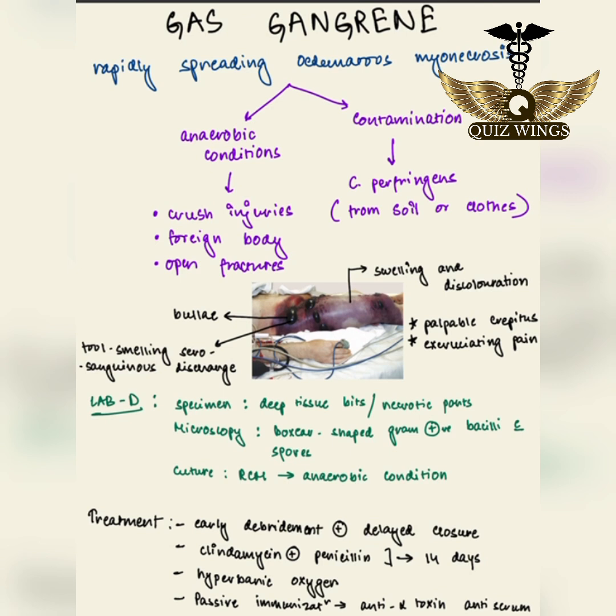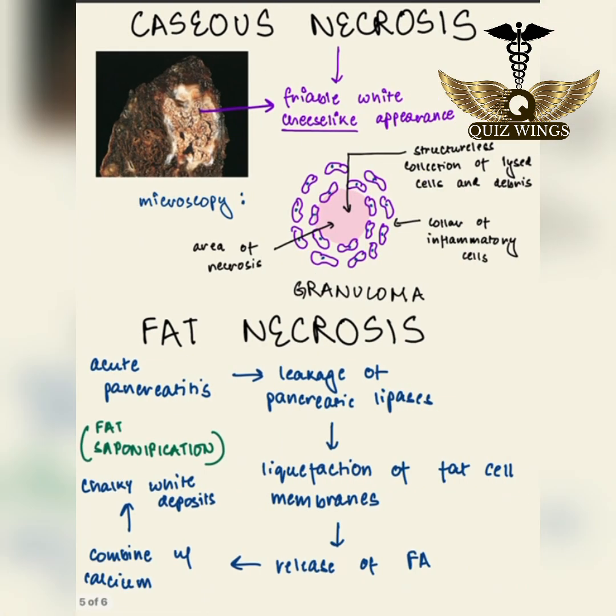The treatment is early debridement and delayed closure of the wound. So basically leave the wound open for some time. Then you give antibiotics for 14 days, IV antibiotics, a combination of clindamycin and penicillin. You also give hyperbaric oxygen to basically clear the anaerobic organisms, and you give passive immunization by anti-alpha toxin antiserum.